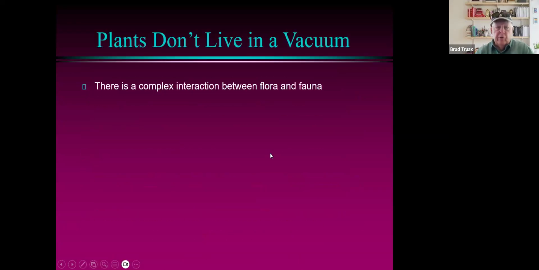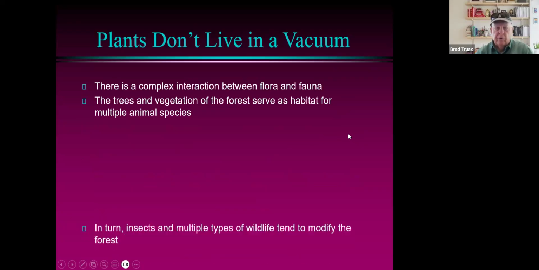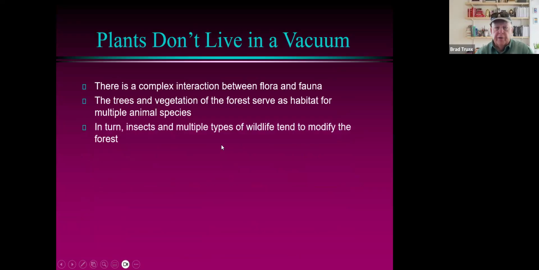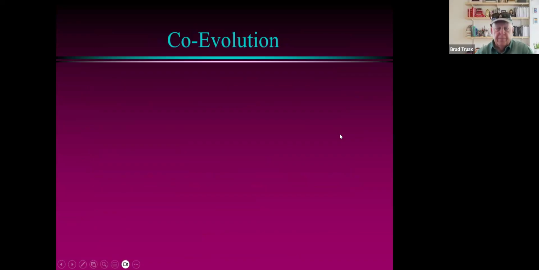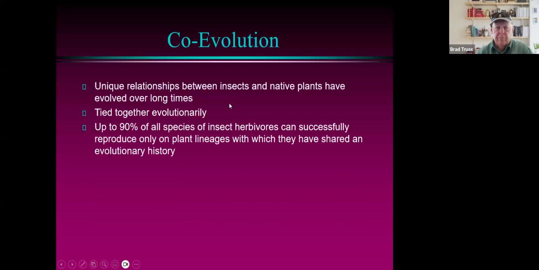Plants don't live in a vacuum. There's a complex interaction between flora and fauna. The trees and vegetation of the forest serve as a habitat for multiple animal species. In turn, insects and multiple types of wildlife tend to modify the forest. There's a phenomenon called coevolution. There are unique relationships that occur between insects and native plants that have evolved over a long time. So they're tied together from an evolutionary standpoint.